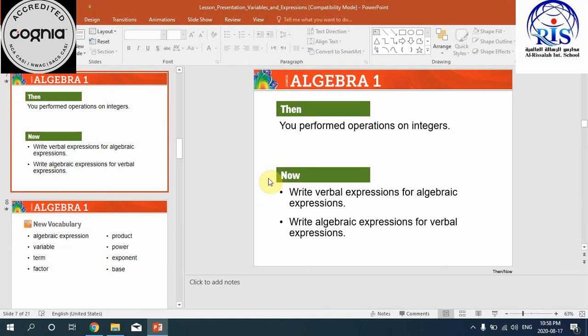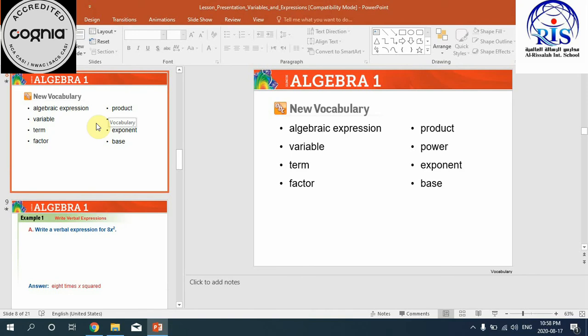Now we are going to start our new lesson. This lesson is very simple. It's about variables and expressions. A variable, as you know, is a letter that stands for an unknown value. In this lesson, we are going to write a verbal expression from an algebraic expression, or the opposite. I have an algebraic expression, I will make it a verbal expression. I am going to use some new vocabulary like algebraic expression, variable, term, factor, product, power, exponent, and base. During the lesson, we will recognize each of these. Let us start.